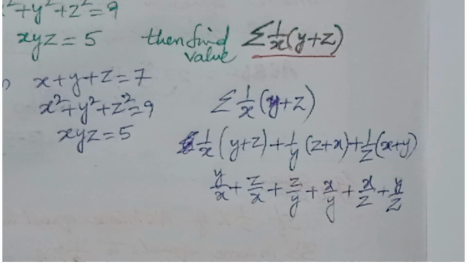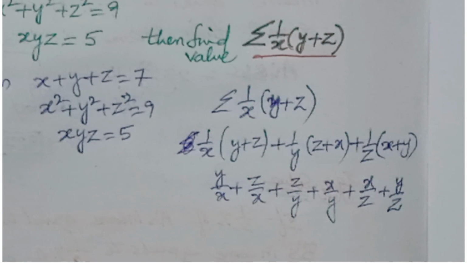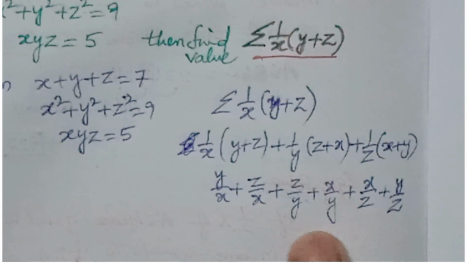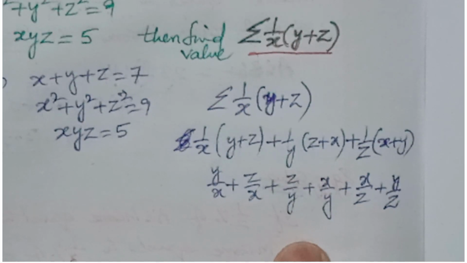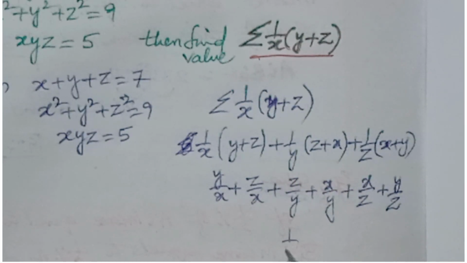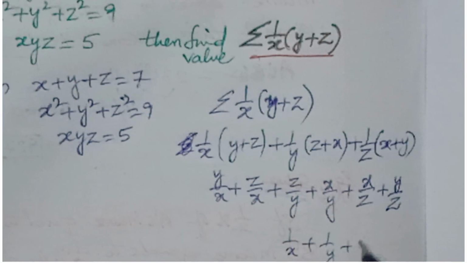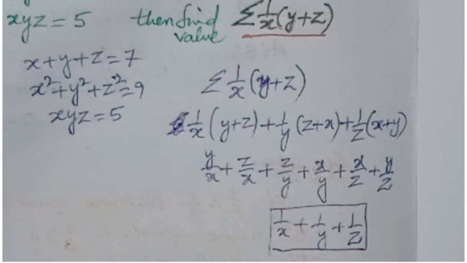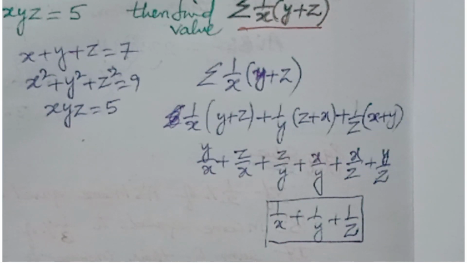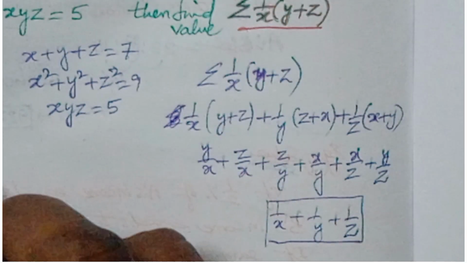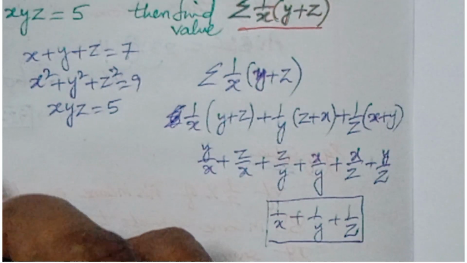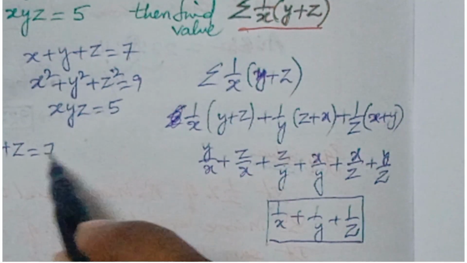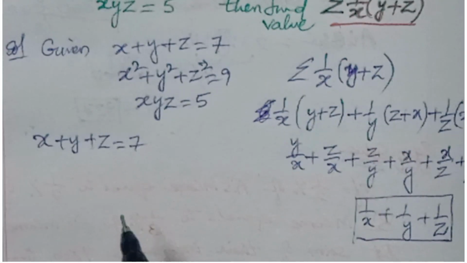To get this type of product, you have to multiply with its reciprocal. First you have to find the value of 1 by x plus 1 by y plus 1 by z. This is our target to find out. We know x plus y plus z equal to 7.